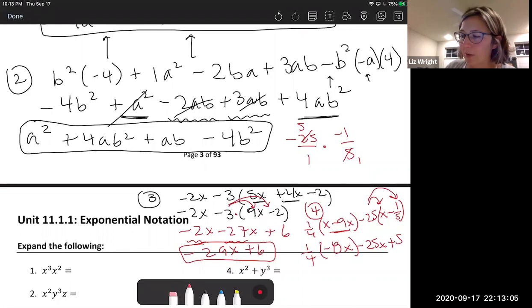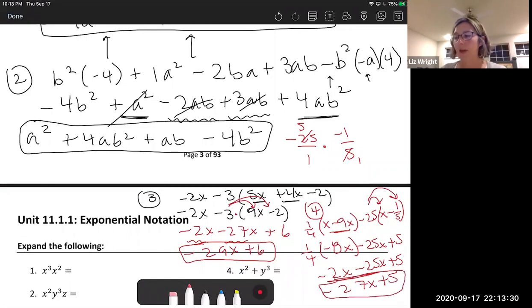And then here too, for our next part, we're doing 1/4 times a -8. It's like, well, what is 1/4 of -8? It's going to be -2, right? So -2x, and then we've got -25x plus 5. Now you're ready to combine these two, and we've got -27x plus 5. And so that gives you your last example there.